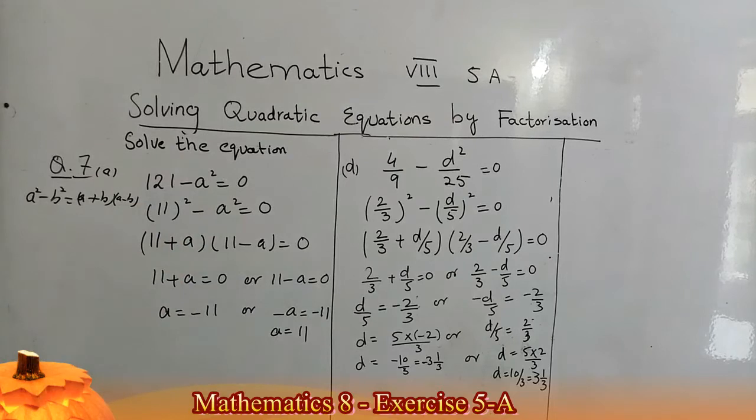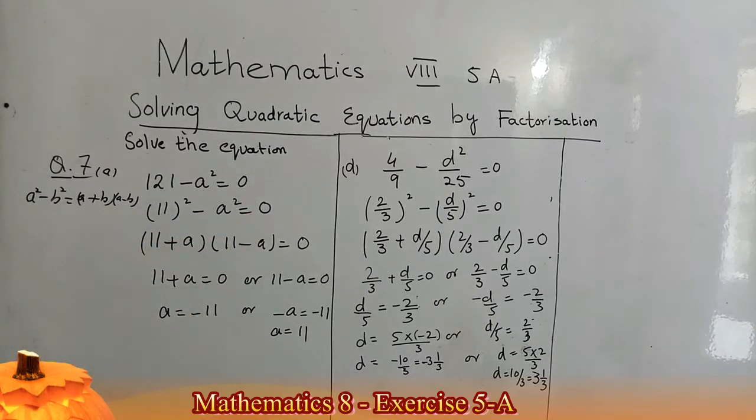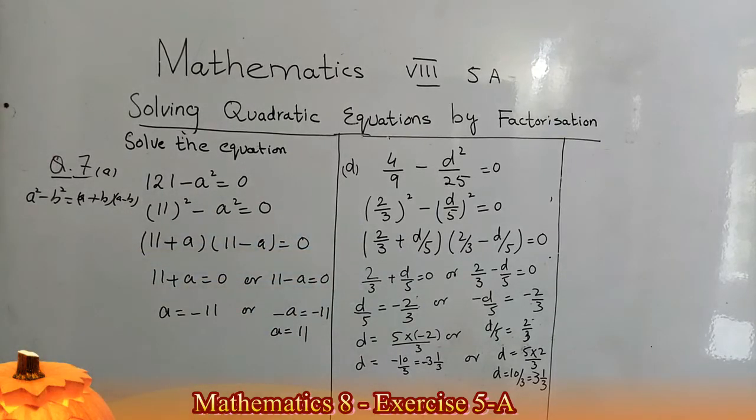Next, question number 7, part D, 4 over 9 minus d square over 25 is equal to 0. Again, I will convert this question in the form of this identity: a square minus b square is equal to a plus b into a minus b. So I will write 4 over 9 as 2 over 3 square minus d over 5 square is equal to 0. So a square minus b square is equal to 0. So here a is 2 over 3 and b is d over 5. Now a plus b into a minus b is equal to 0 means 2 over 3 plus d over 5 into 2 over 3 minus d over 5 is equal to 0.